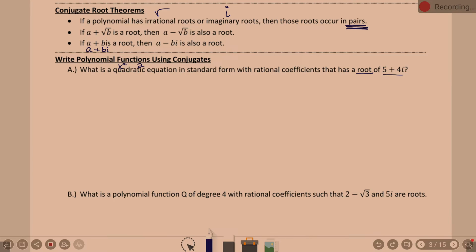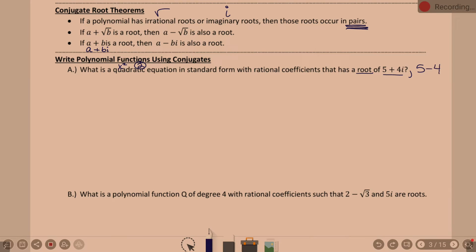How many roots am I supposed to have here? 2. Because this is a quadratic. That's x squared. I need 2 roots. They only gave me 1. What do we know? It's 5 plus 4i. It's also 5 minus.